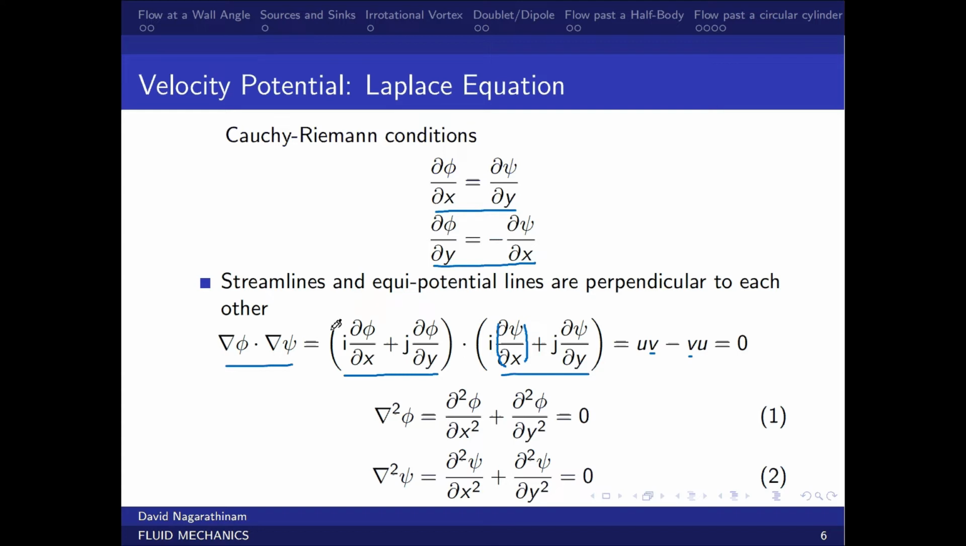And hence we have the lines of constant potential function and the lines of constant psi perpendicular to each other. Now it is to be noted that phi and psi individually satisfy Laplace equations, and hence del squared phi is equal to 0 and del squared psi is equal to 0.